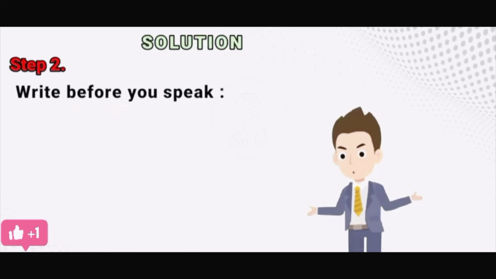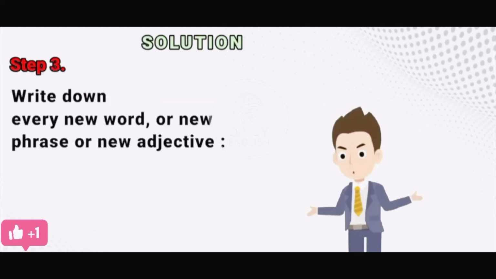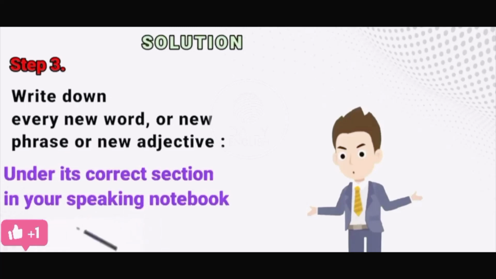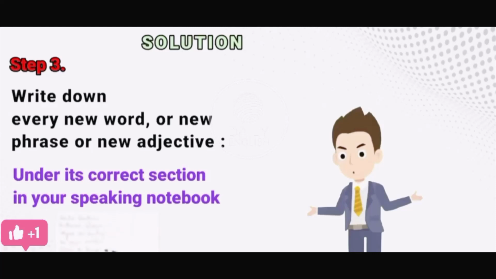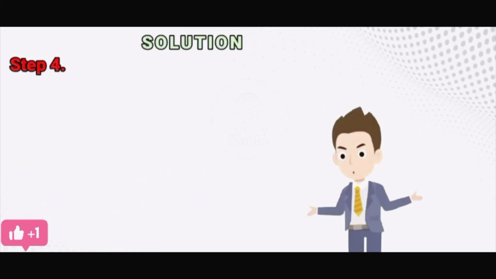Now, you know the topic, you know some sentences about it. What's next? Step 3 is to write down every new word or new phrase or new adjective or whatever you learn under its correct section in your speaking notebook. Step 4, what should I do next? Practice. Step 4 is practice. Yes, this is a very, very important step.